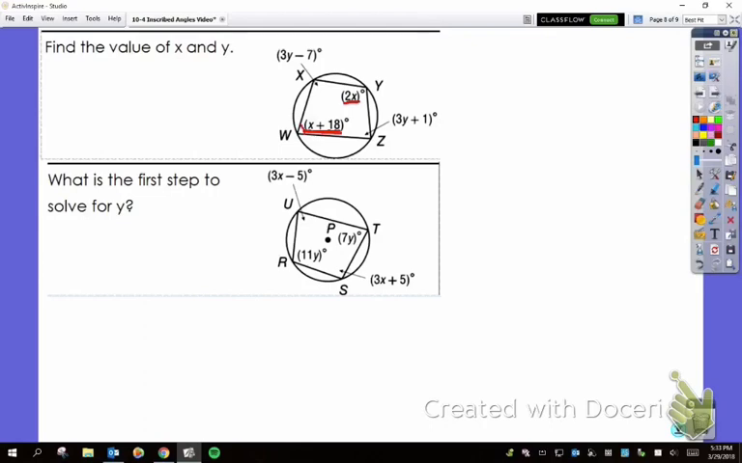And we know that w and y are opposite angles, which means that they have to equal 180. So we've got 2x plus x plus 18 equals 180. 2x plus x would be 3x plus 18 equals 180. I'm going to subtract 18. Get 3x equals 162. And then we're going to divide by 3 on both sides to end up with x equals 54.